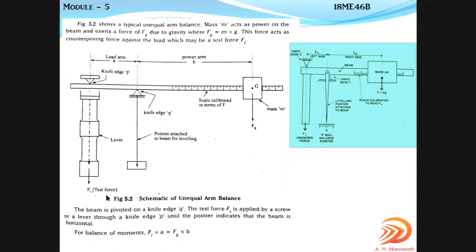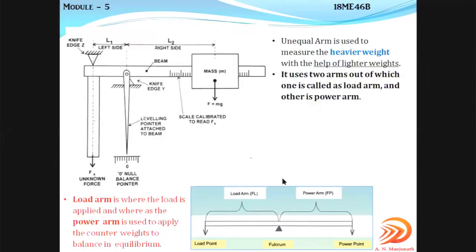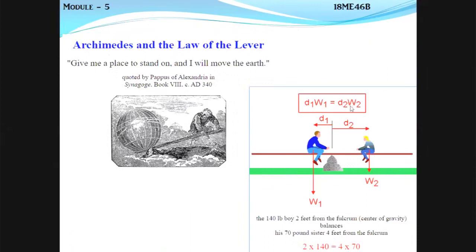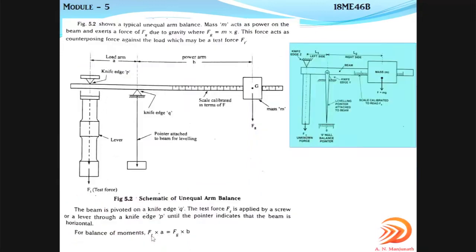See, the beam is pivoted on the knife edge. The test force F suffix T is applied by a screw or a lever through the knife edge until the pointer indicates that the beam is horizontal, that is, it will reach equilibrium. For balancing of the moment, you can observe the test force F suffix T into A equals F suffix G into B, because this is an unequal arm balance which functions based on the Archimedes law. As Archimedes law states, D1 into W1 is equal to D2 into W2. That is what is being considered here. F suffix T into A, this distance, is equal to F suffix G into this distance, B.